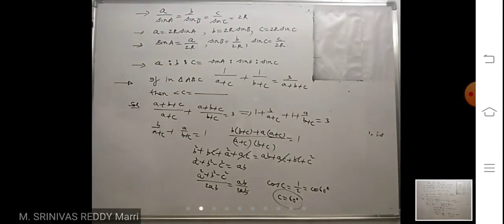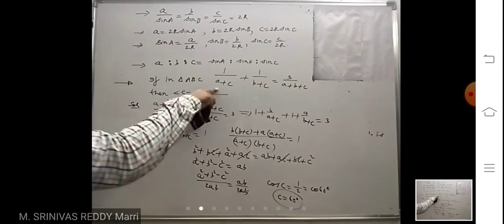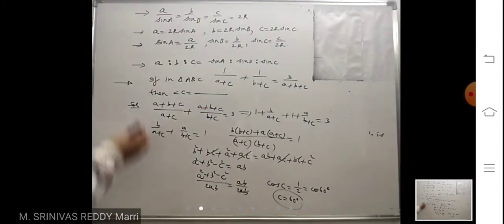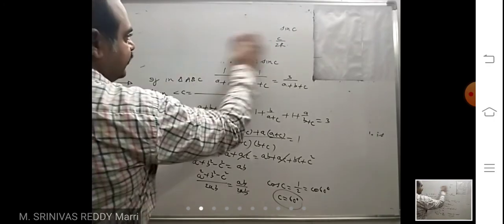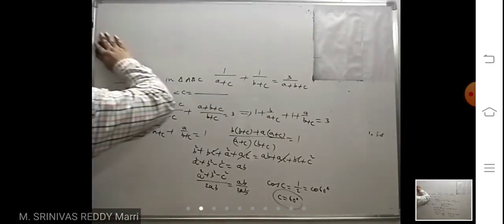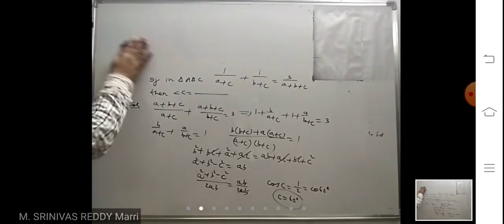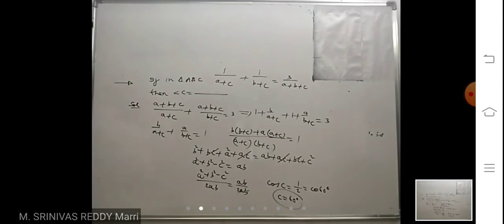Look at one more problem. Like that, the relation between the sides will be given. By using these rules, you have to find out whatever is being asked. Look at one more problem.